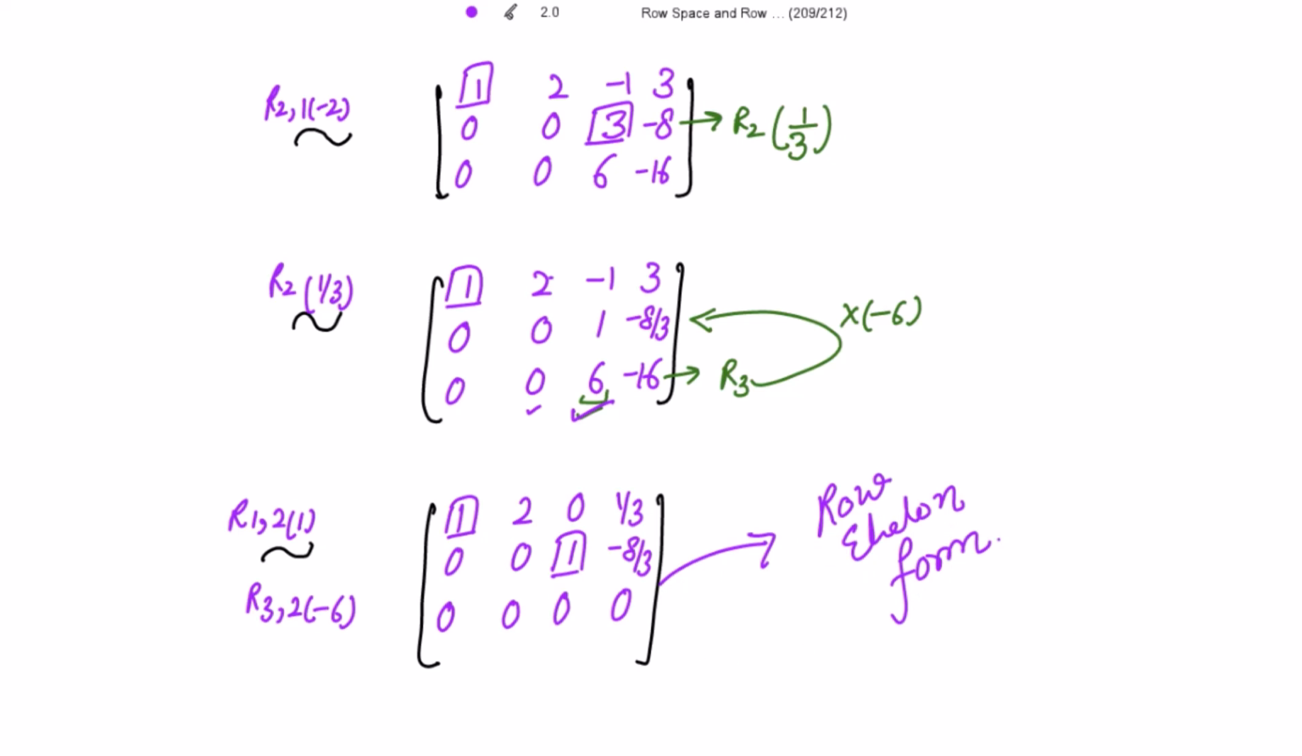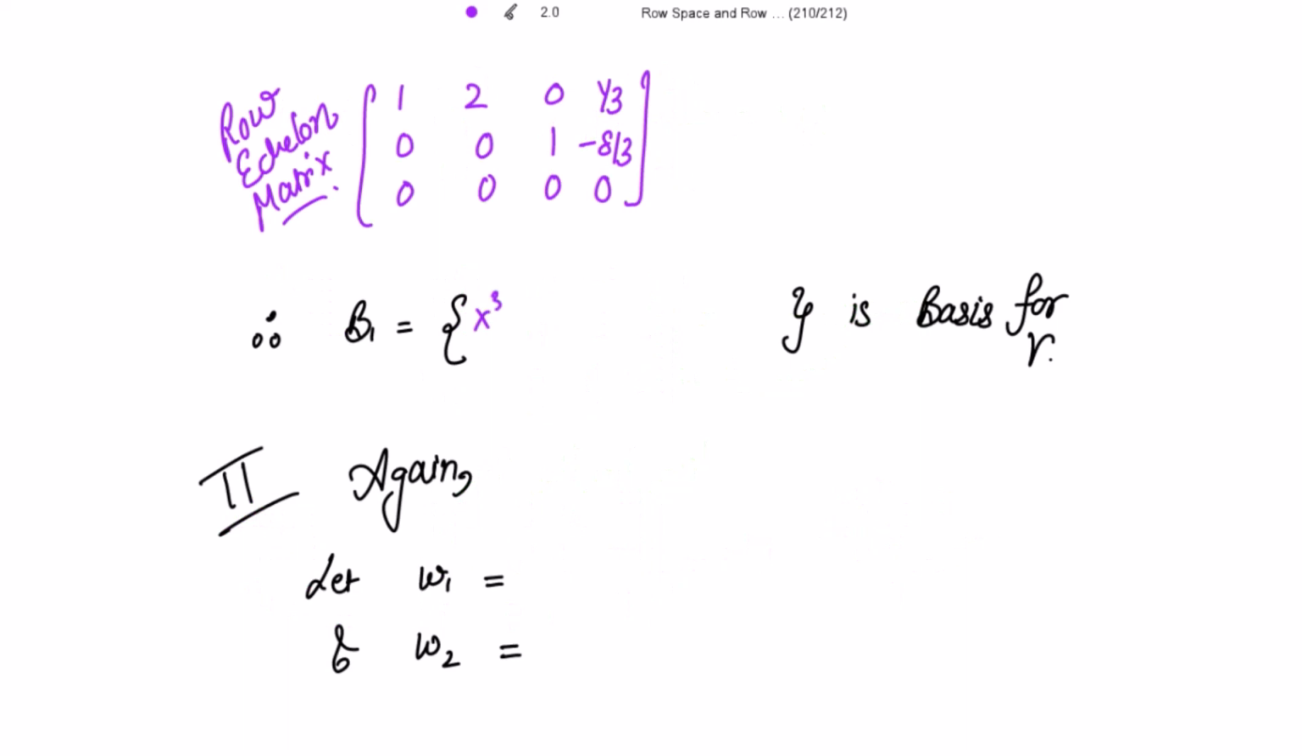From the first row, okay, this is the coefficient of x cube. This is the coefficient of x square. This is the coefficient of x. And this is the coefficient of x power 0. That is the constant, right? So writing the basis from the first row, it becomes x cubed plus 2x square plus 0 plus 1 over 3, right? So it is x cubed plus 2x square plus 1 over 3.